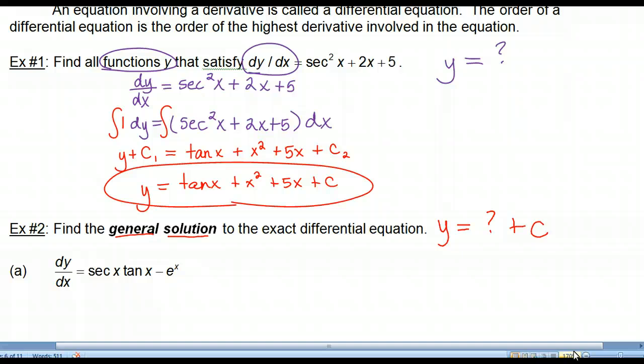So we're doing the exact same thing for these. I just use different wording. Find all functions y. That is the general solution. It's the same thing.